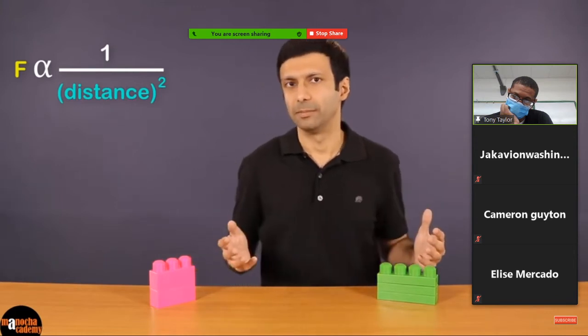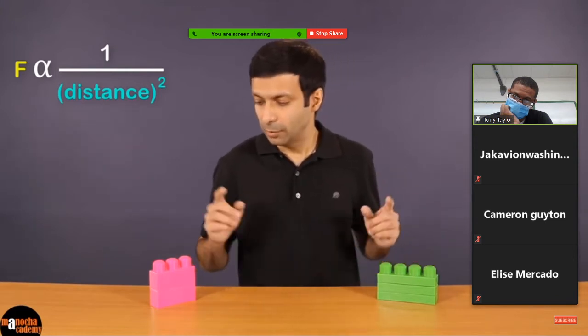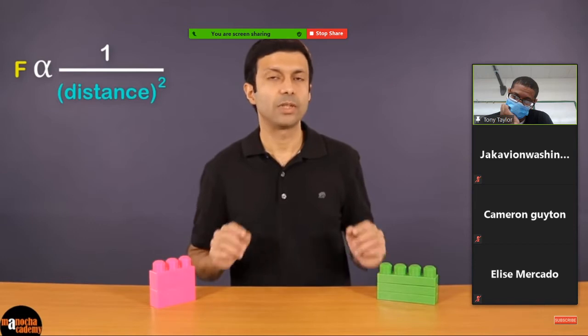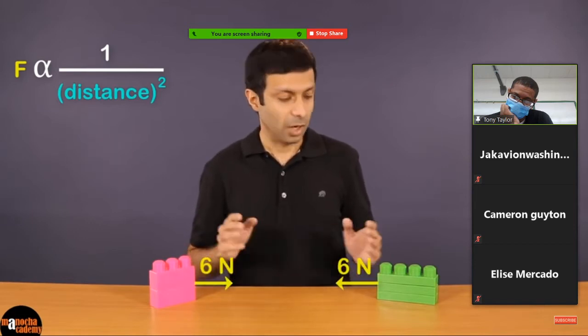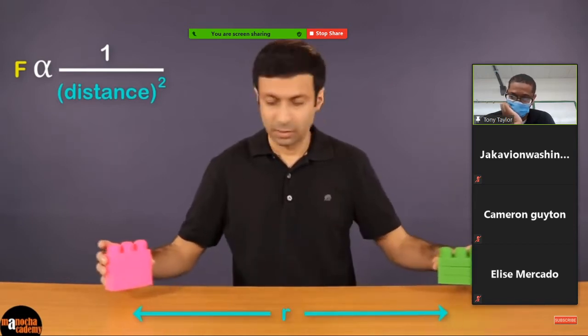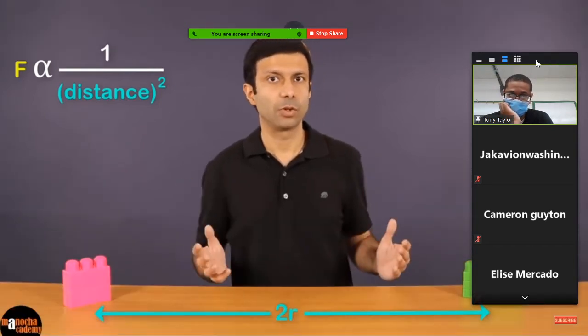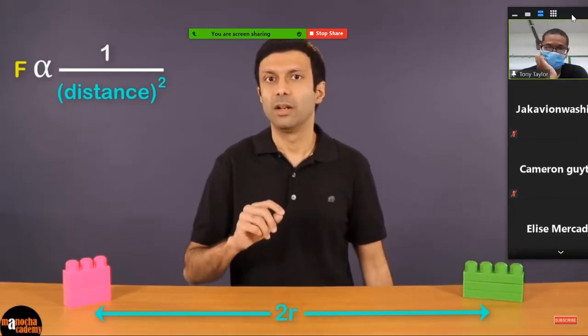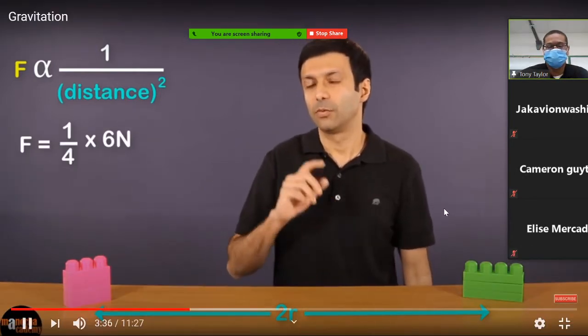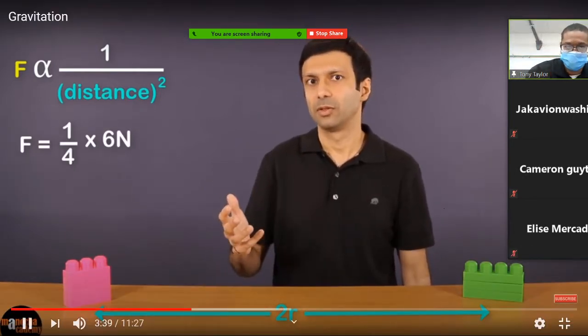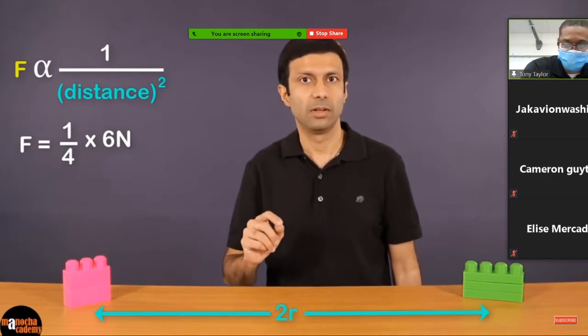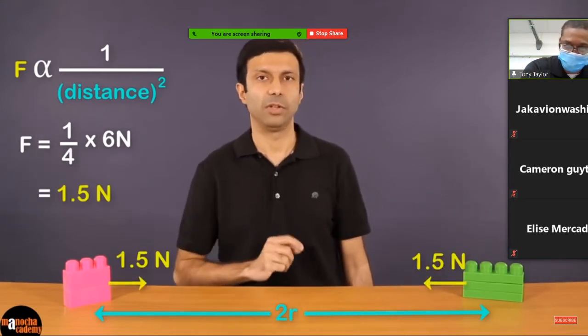What does this mean? So we saw that the force between these two bodies was 6 Newton. Now let's say I double the distance between the two bodies. So what will be the new force now? It's going to be 1/4 of the original force. So that's 1/4 of 6 Newton, which is 1.5 Newton.